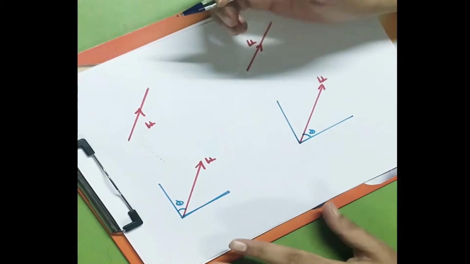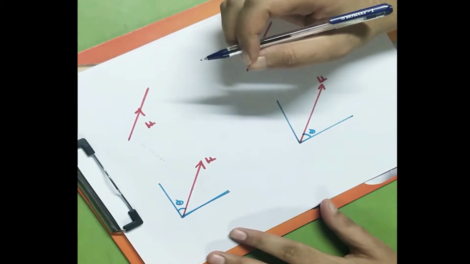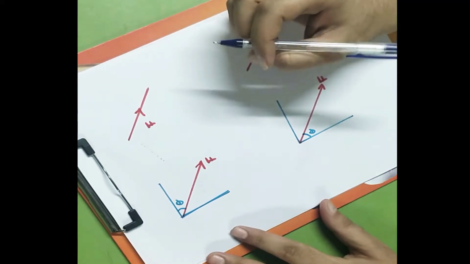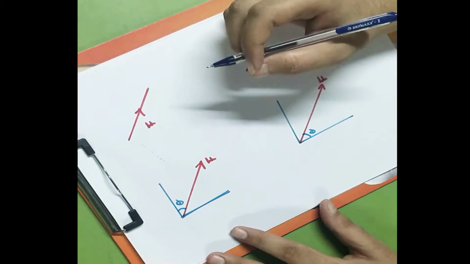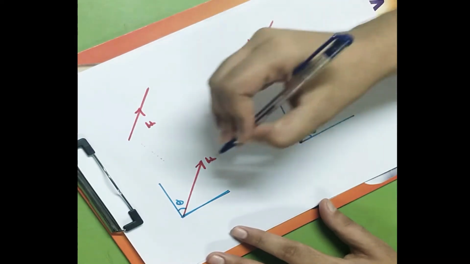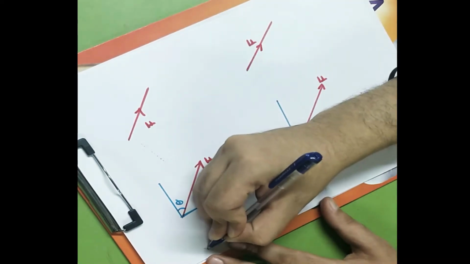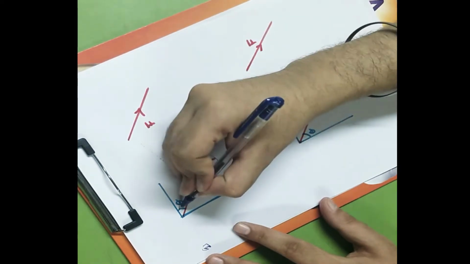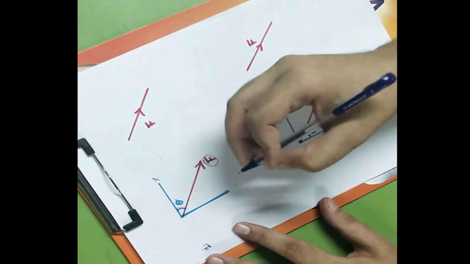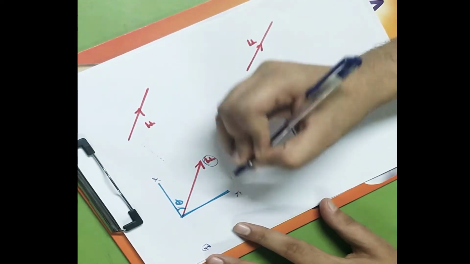Hello everyone, and today I'll teach you how to resolve the given force along its x and y component. So let us start with case 1, where force F is making angle theta with respect to the x axis. So this is the x and this is the y axis.